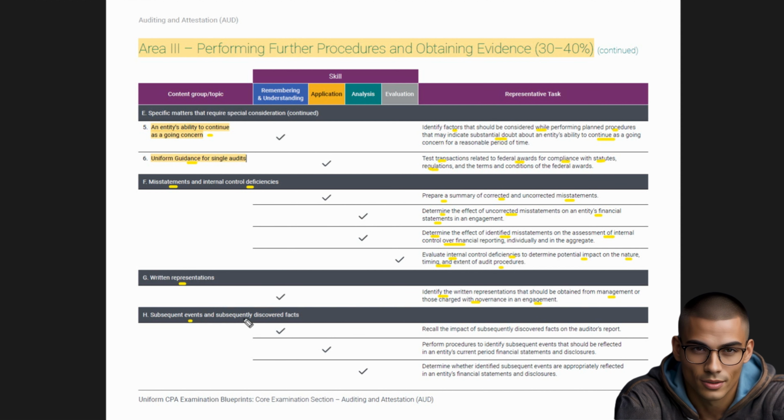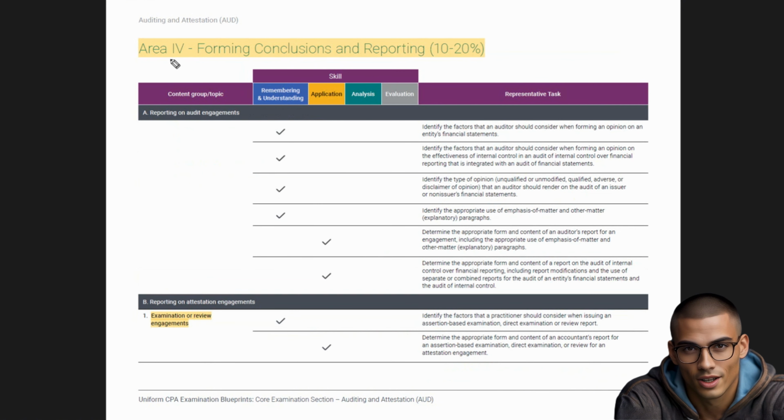Next, we have subsequent events and subsequent discovered facts, where you'll need to recall the impact of subsequently discovered facts on the auditor's report. You'll need to be able to perform procedures to identify subsequent events that should reflect an entity's current period financial statements and disclosures. And you'll need to be able to determine whether the identified subsequent events are appropriately reflected in the entity's financial statements and disclosures.